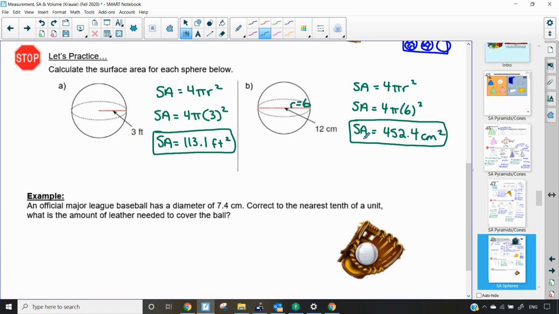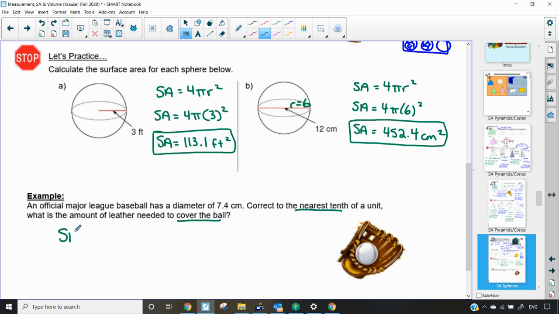452.4 centimeters squared. Now, taking a look at our last example here, we're told that an official Major League Baseball has a diameter of 7.4 centimeters, and correct to the nearest tenth of a unit, we're asked what amount of leather is needed to cover the ball. Sometimes when we're given these questions, we're not told explicitly whether it's surface area or volume. Because we're doing a surface area lesson, it kind of gives it away. But it's important to understand that when we're talking about the amount of leather needed to cover the ball, this is a surface area question.